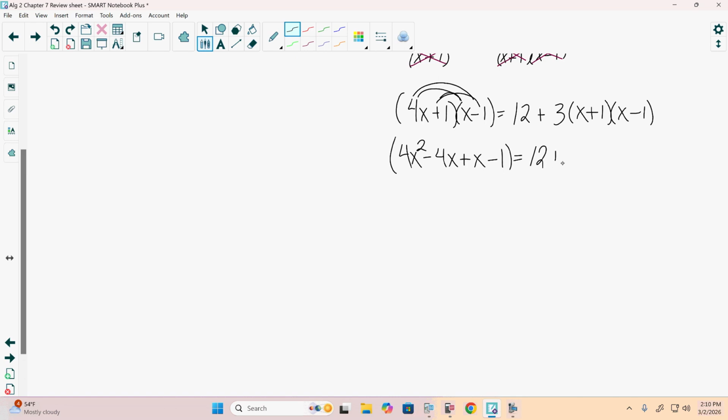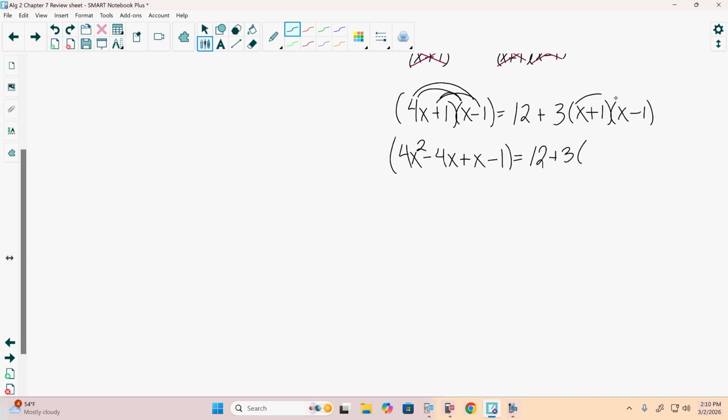Equals 12 plus 3. I'm going to wait to multiply by the 3 because we could multiply that 3 with one of the parentheses. We can only multiply it with one of them, not both. So it's better to just leave the 3 out front. We'll multiply it at the end.